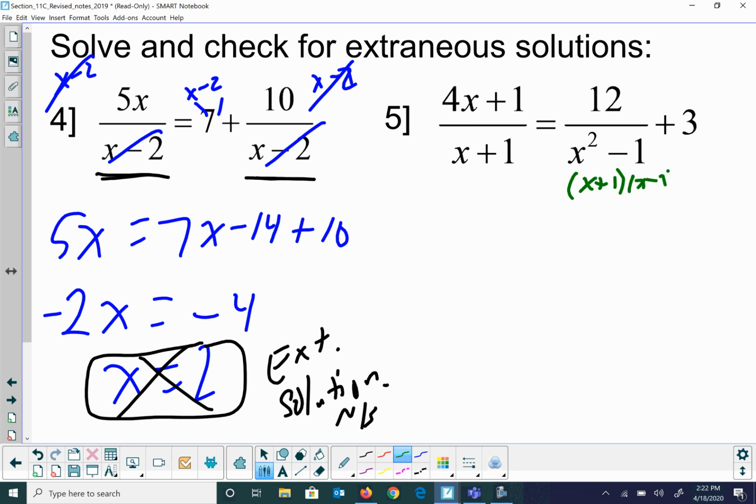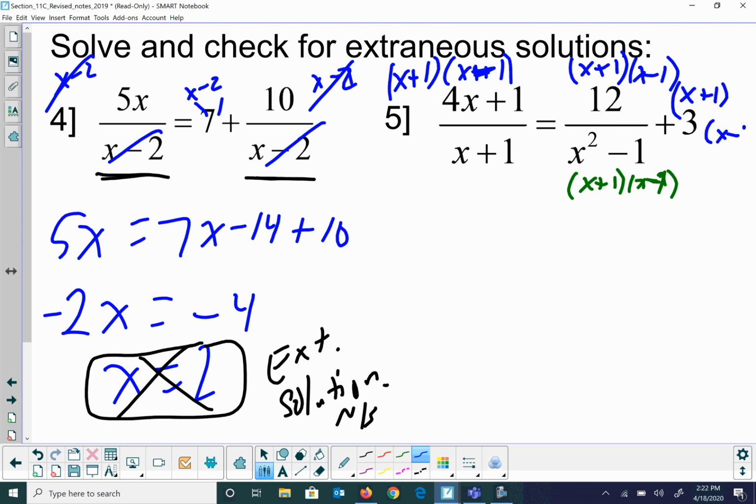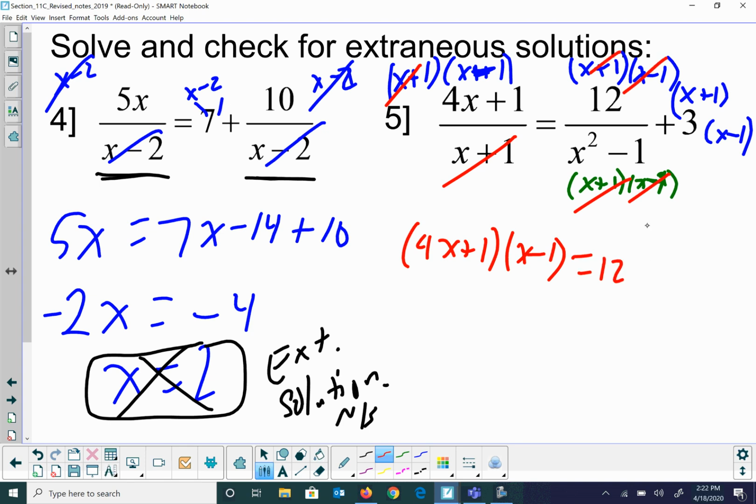All right, on this one, I have to realize that that's x plus 1 and x minus 1 if I factor that. So I'm actually going to multiply all 3 terms by x plus 1 and x minus 1. Oh, that should be a minus 1, sorry. Okay, so from there, the x plus 1's cancel, so then I get 4x plus 1 and x minus 1. These all cancel on this one, so that just gives me 12 plus 3. And remember, if I multiply x plus 1 and x minus 1 together, I get x squared minus 1.